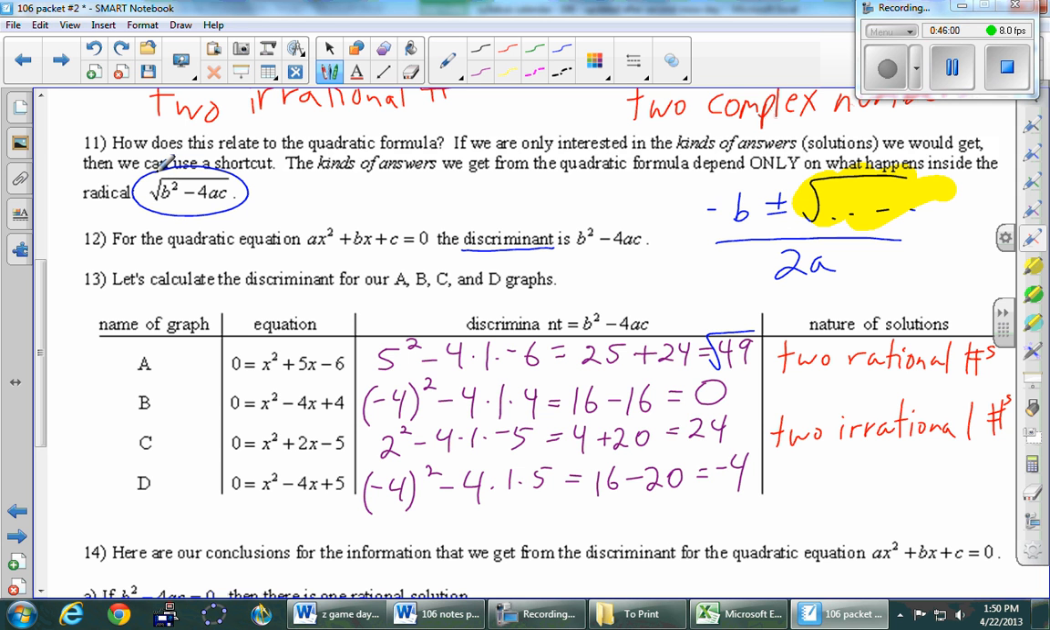Let's look at the last row. The discriminant there was -4. -4 is inside of the square root. What kind of numbers are going to happen when you have a negative in the square root? Those are complex numbers, right? Because you'll have i's inside of it. There is still a plus or minus. Yet again, there are 2 of them, and they are complex. Did I call them imaginaries?